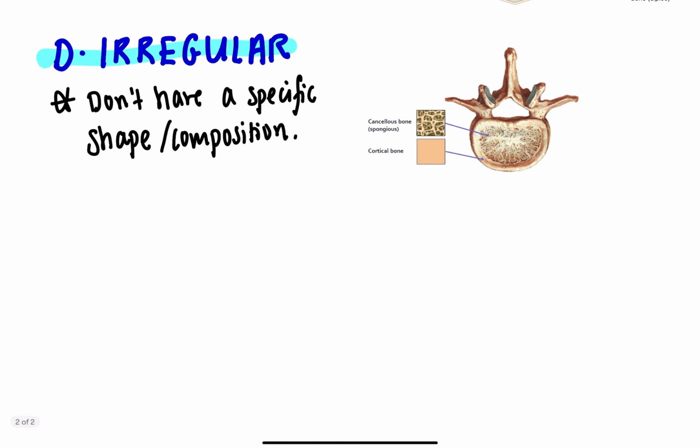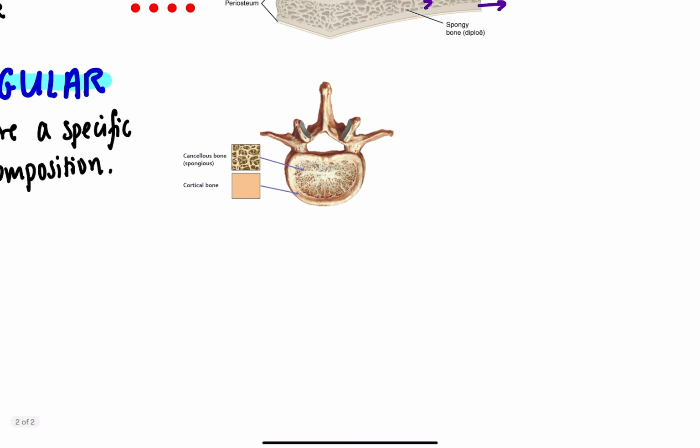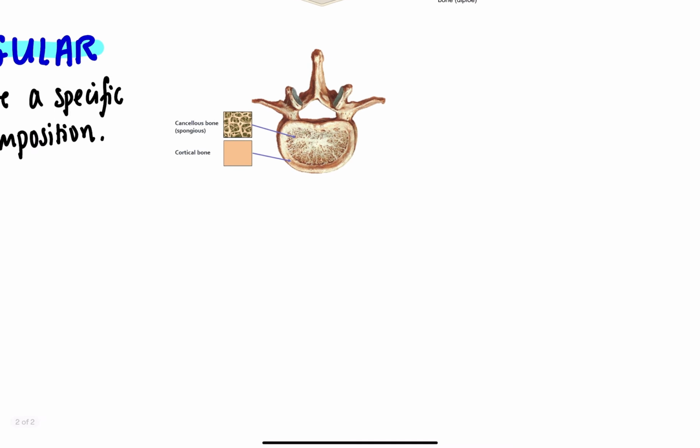Finally, if we can't categorize a bone into any of those categories because they've got a strange composition or a strange shape, then we call them irregular bones. One of the most obvious examples of this is the vertebral bones. The vertebral bone has a vertebral body that's kind of circular, but then it's also got a vertebral arch. It's got processes, the spinous process, the transverse processes, the articular processes, and their facets. So it's quite strange. It kind of looks like an upside down V.